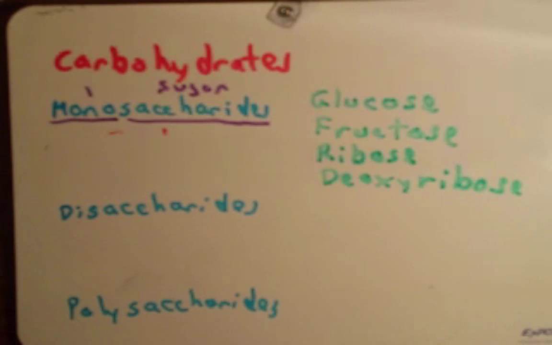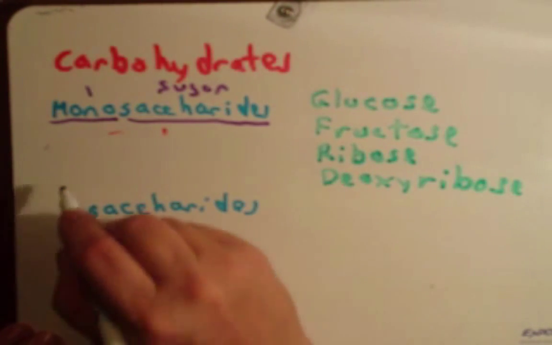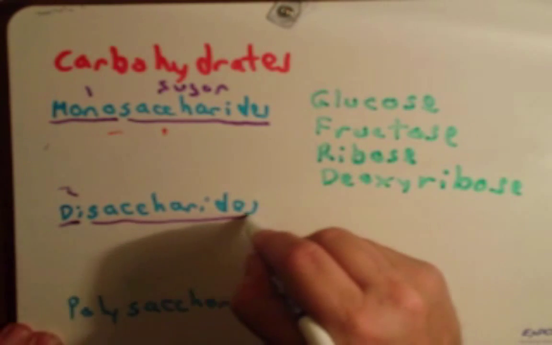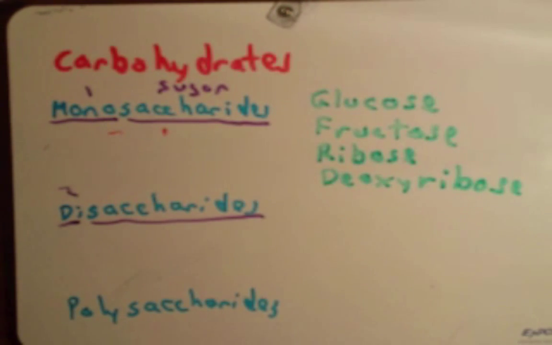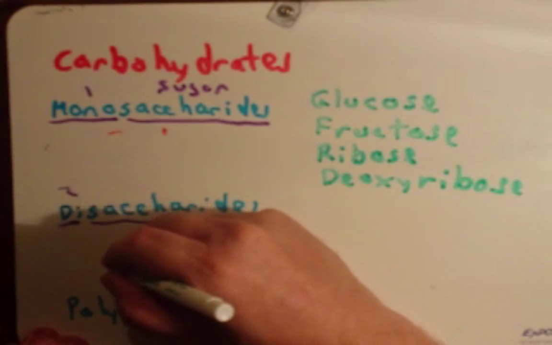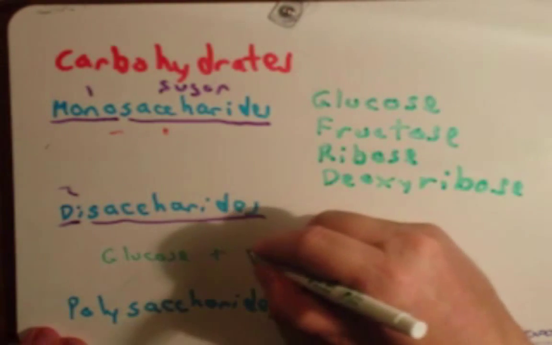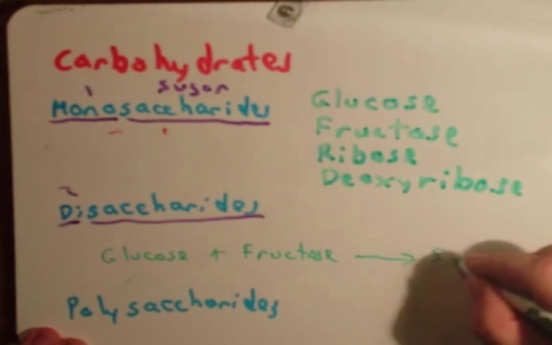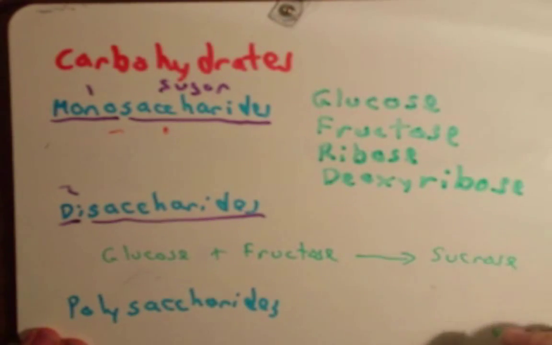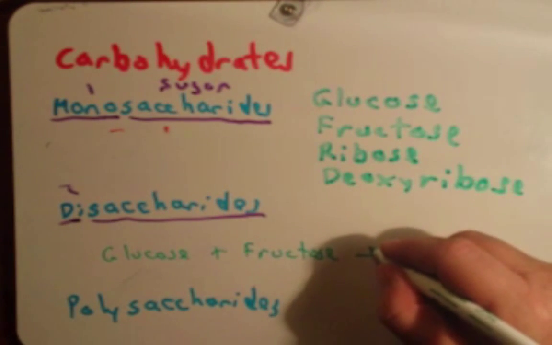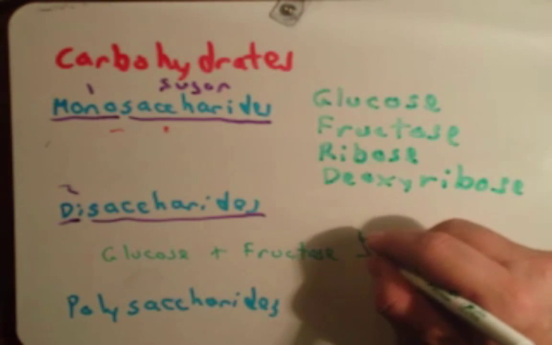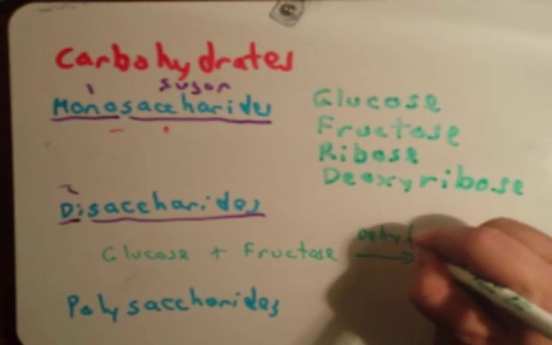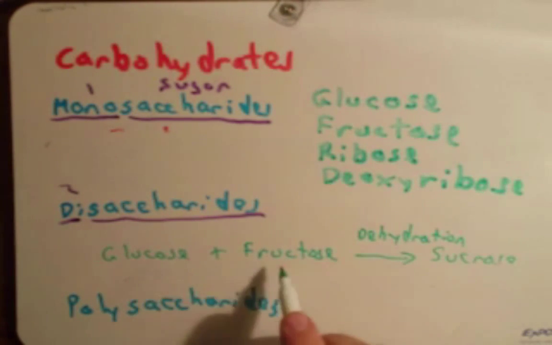Now let's talk about disaccharides. As the name implies, disaccharides contain two, di is two, saccharide sugar. They include two sugars. To form a disaccharide, you would take two monomers, so maybe you would take glucose plus fructose to create sucrose. So sucrose is an example of a disaccharide. So this would be an example of a dehydration reaction, where we take two monomers and we create a polymer.